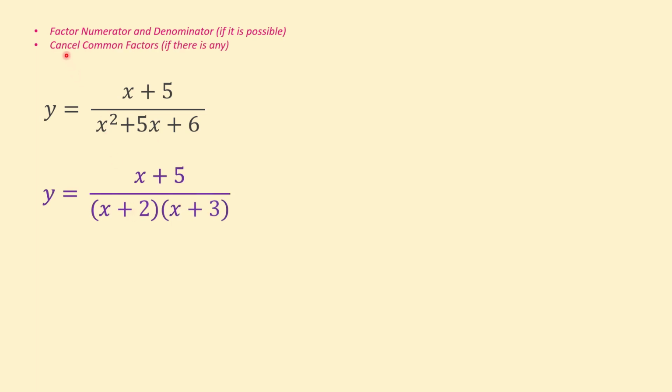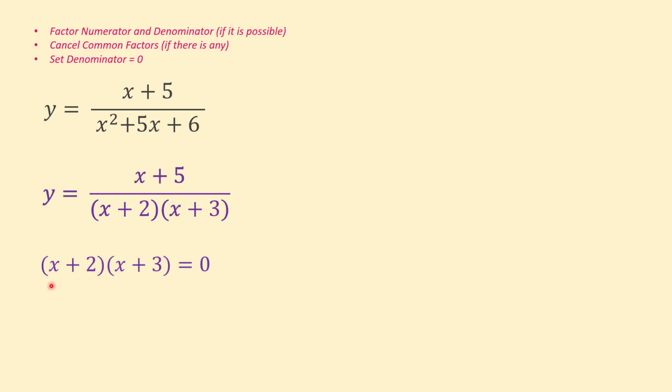The next step is to cancel the common factors from the numerator and denominator, if there is any. If we look at the numerator and denominator, there is no common factor. So to find the vertical asymptotes, we go to the last step. We set the denominator equal to 0. The denominator of our rational function is (x plus 2) times (x plus 3). We set it equal to 0.